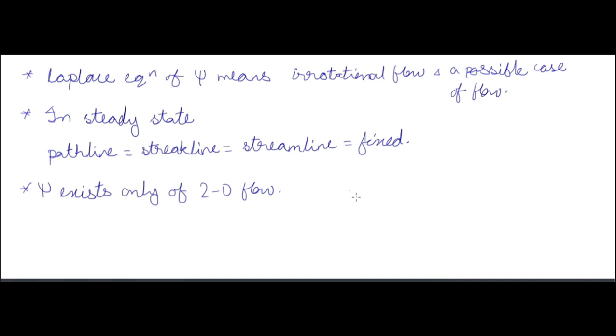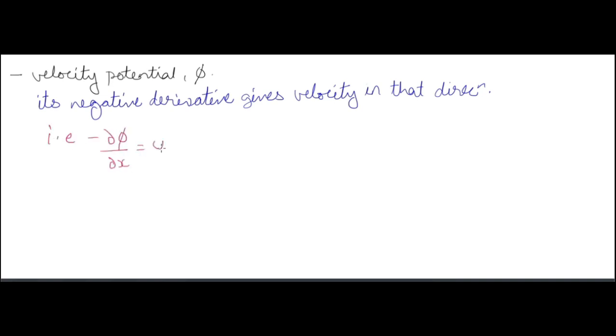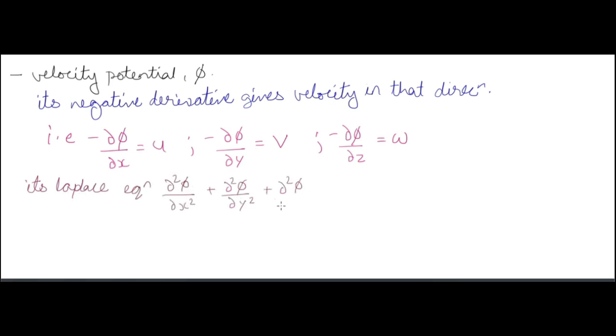In a steady state, path line equals streak line equals streamline, meaning all three lines are fixed. Now, the stream function exists only for 2D flow. And velocity potential: we are concerned with the Laplace equation of velocity potential, because the Laplace equation of velocity potential means it is an incompressible and irrotational flow.